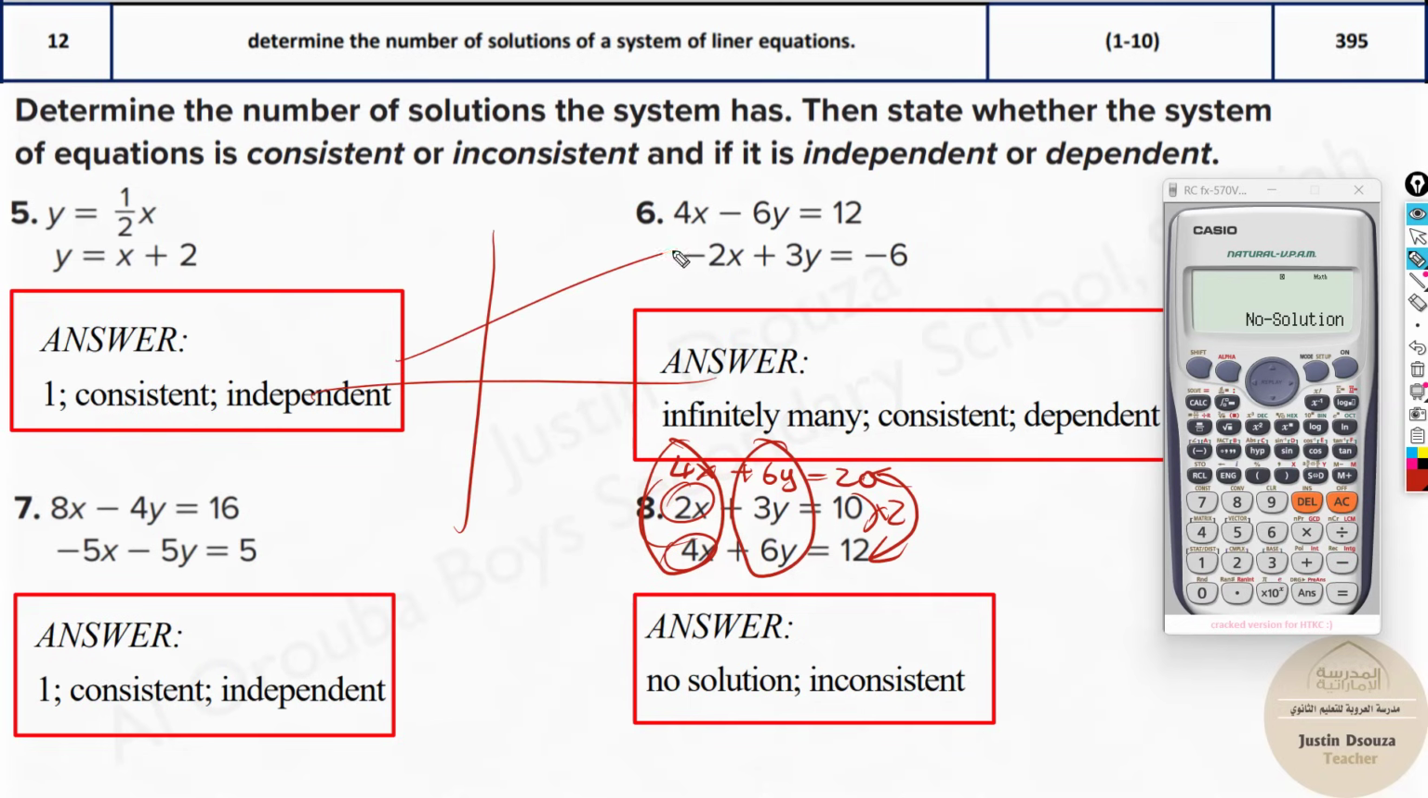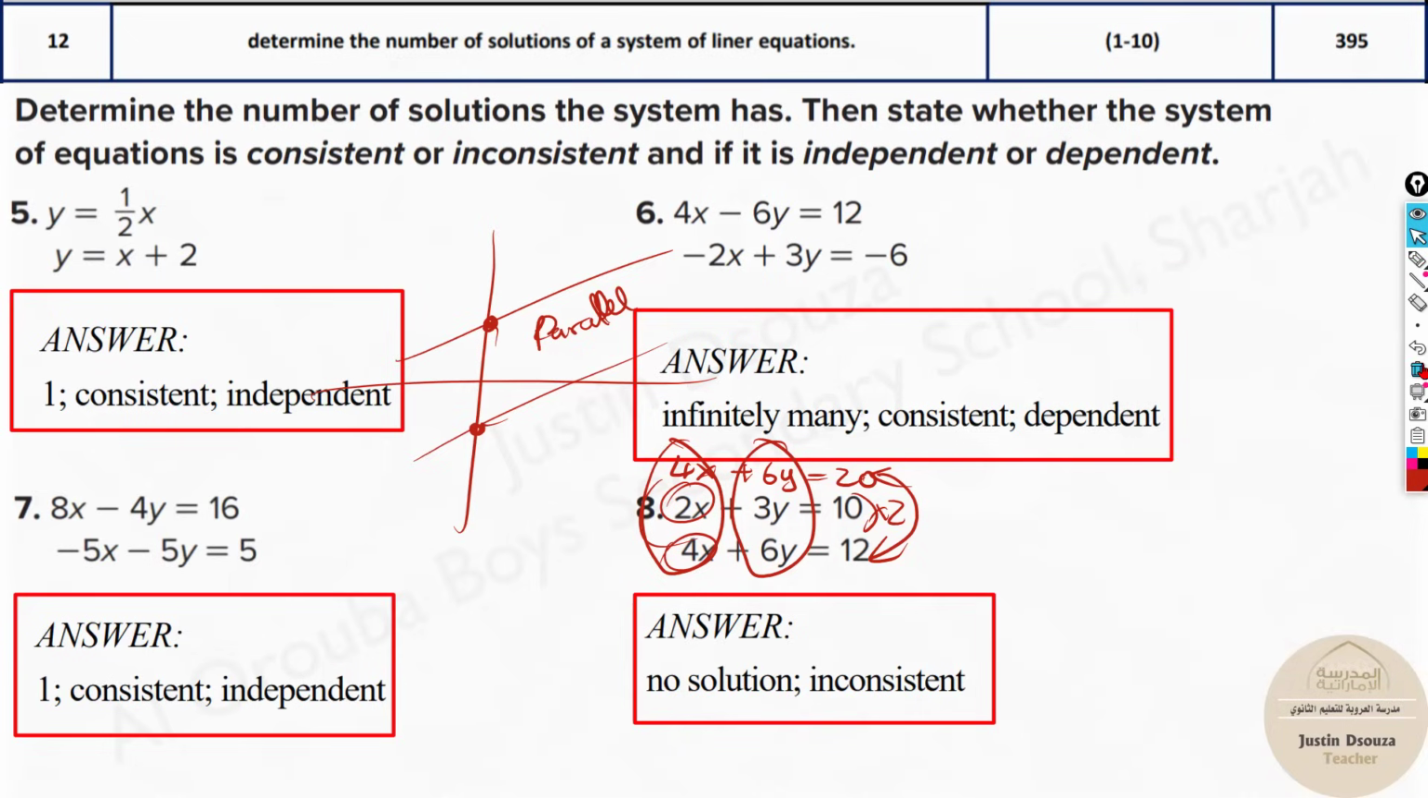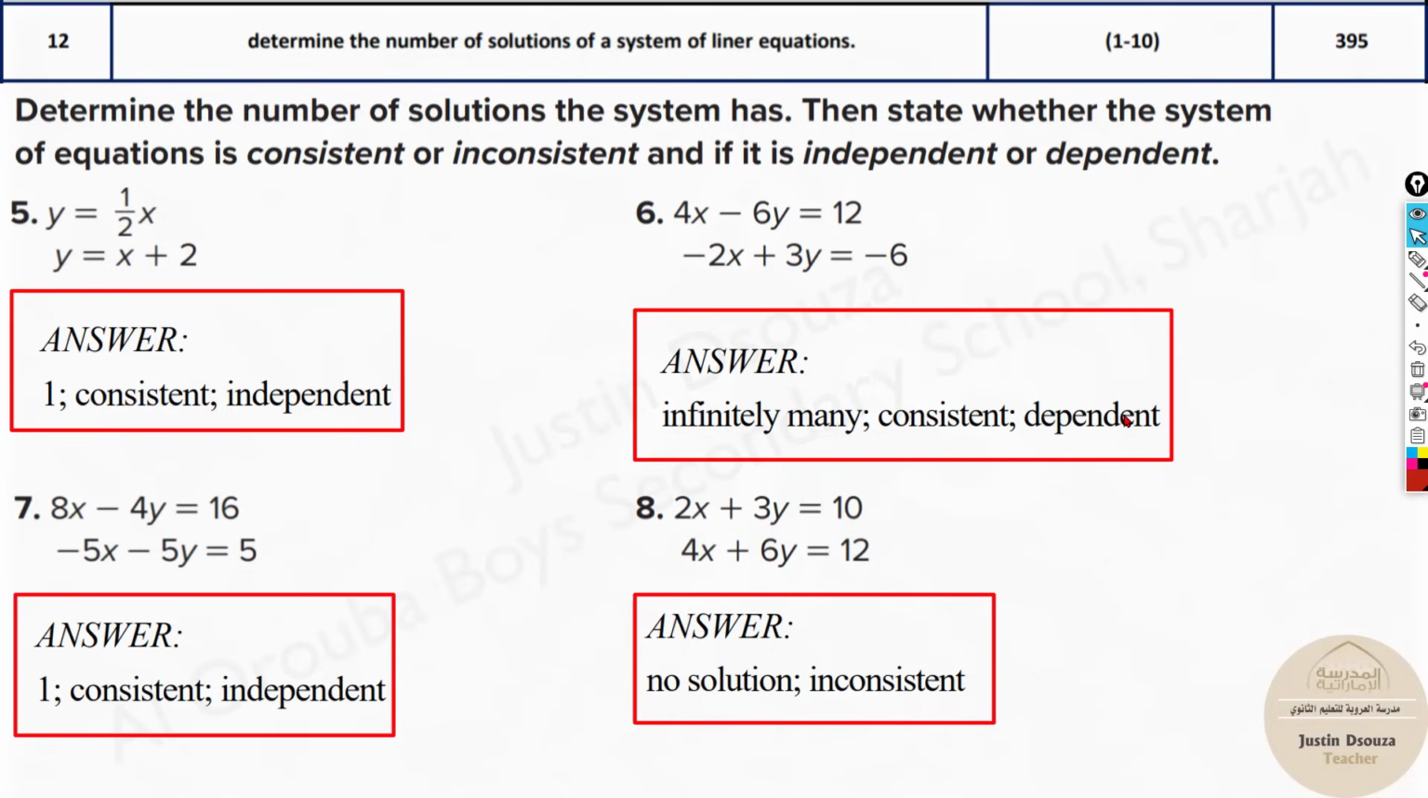That means if I graph them, they have two different y-intercepts. They have the same slope, but different y-intercepts. They are parallel lines. That means they will never touch each other, so they are inconsistent and have no solution. This is the reason. But if they are absolutely the same, if we get the same equations, then they have infinite solutions. They're consistent, dependent. But if almost everything is the same, but the numbers do not match, then there is no solution.